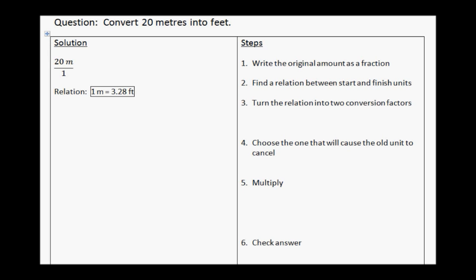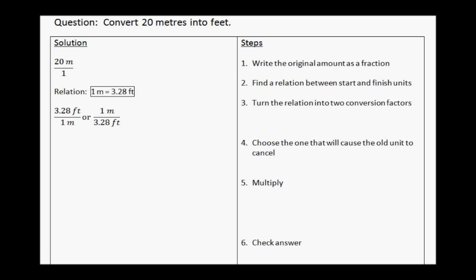Step 3 is to take that relation and turn it into two different conversion factors. We can turn the relation 1 meter equals 3.28 feet into either 3.28 feet over 1 meter or 1 meter over 3.28 feet. So I'll write both of these down, and step 4 is to choose which of these factors will cause the original unit, which is meters, to cancel, leaving feet.